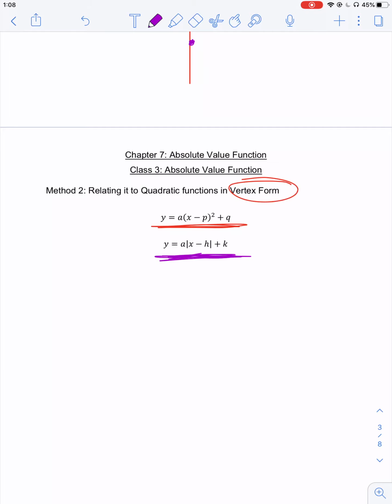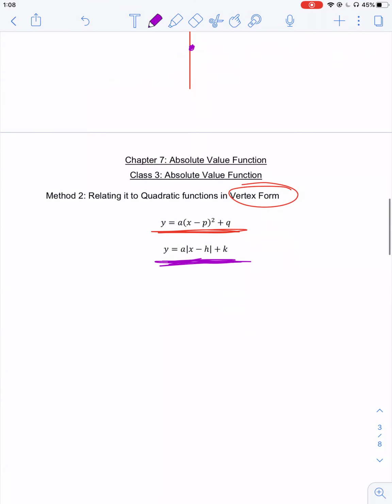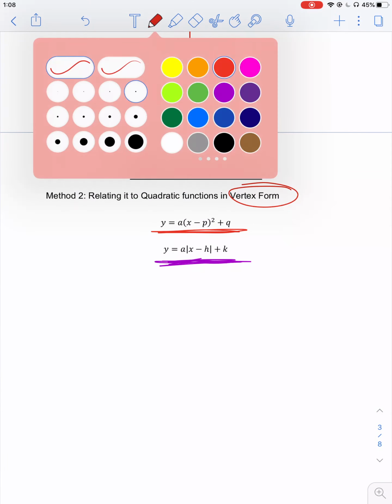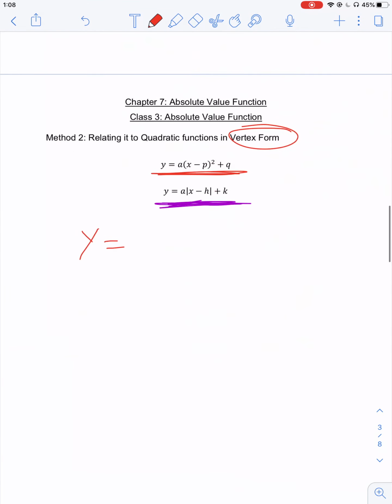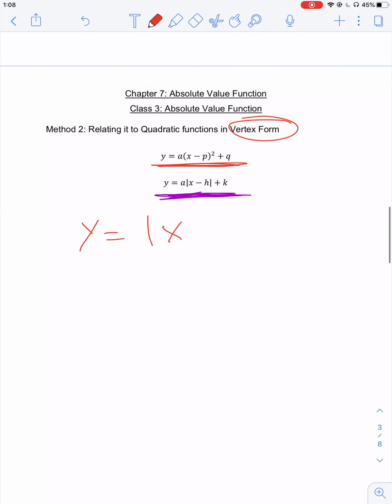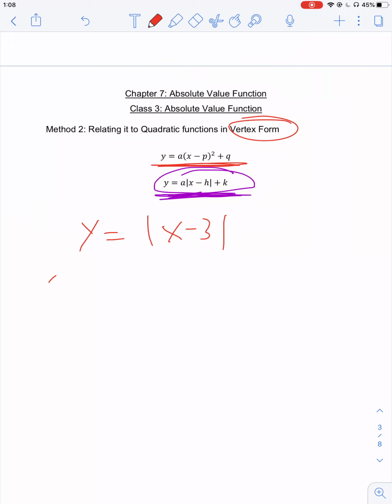So the function that I need to graph is this one. y is equal to the absolute value of x minus 3. Now I want you to compare this to this function, which is your absolute value function in vertex form. Using this, you can convince yourself that your a value is equal to 1, because this here is 1.